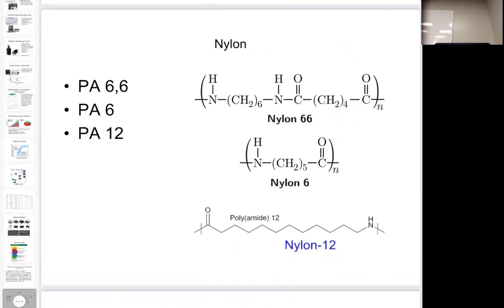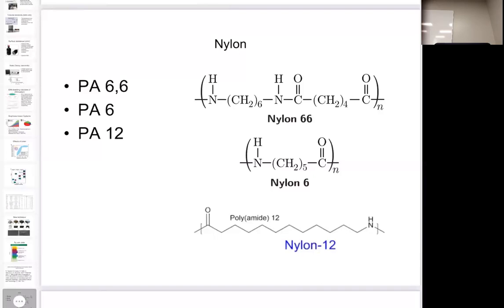There's 4 plus the 2 carbonyl. So the 6 and the 6, that's why it's nylon 6,6. It's made from 2 different monomers. This one's actually made from a lactam, where it ring opens to make the polymer. We call it nylon 6 because of those 6 carbons.